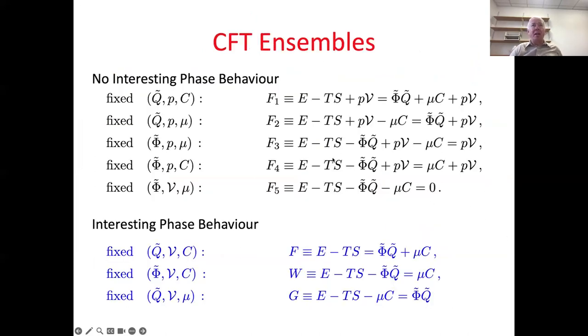Since then, we have looked at a number of other types of thermodynamic ensembles, where you choose what thermodynamic variables you hold fixed and which ones you don't. So you get a whole array of free energies. The ones in black, we looked at these eight possibilities, depending on whether you fix charge, pressure, chemical potential, central charge, volume of the CFT, and so on and so forth. You get eight possibilities, and five of them don't do anything interesting, but these three did have interesting phase behavior.